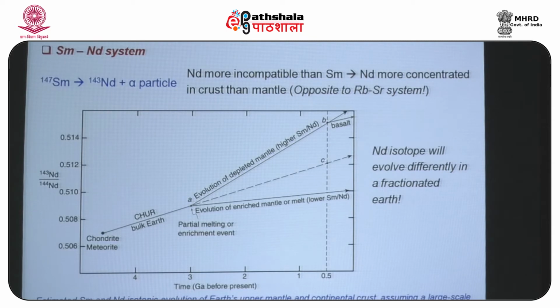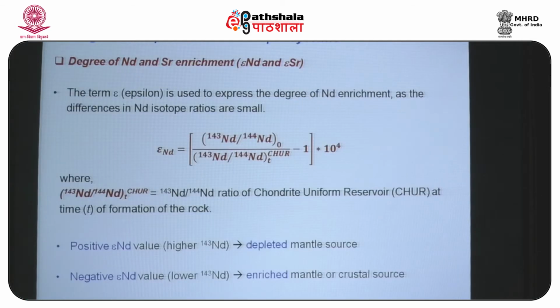So, again, what is the petrogenetic importance? If we collect a rock from nature and measure the 143 by 144 neodymium ratio, we can easily find out what the source of the rock would be, whether it is crust or mantle, or a combination of both.